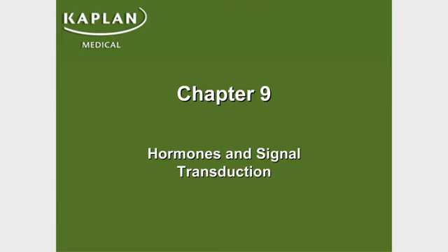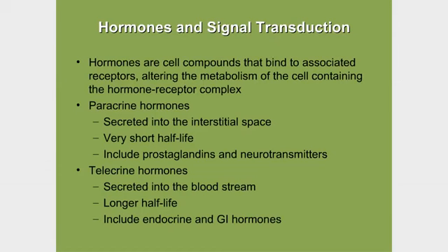Chapter 9 deals with hormones. Of the hormones, there are two classes of hormones. Hormones are cell compounds that bind to associated receptors, altering the metabolism of the cell containing the hormone receptor complex. Of the two classes of hormones, there are paracrine hormones and there are telecrine hormones.